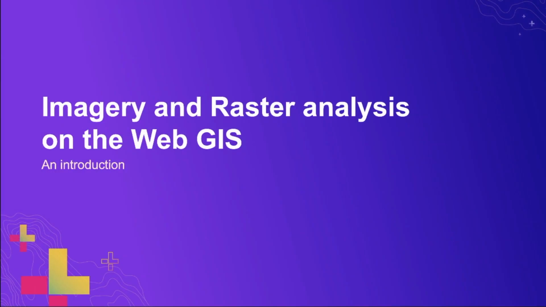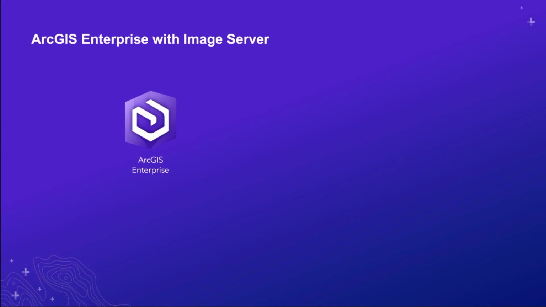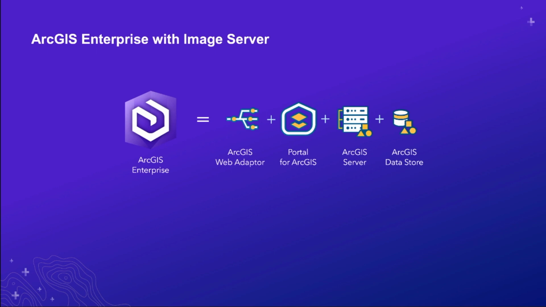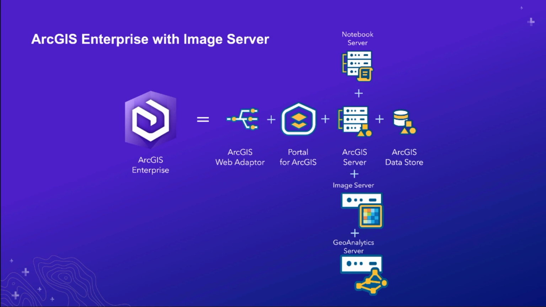So let us talk about imagery and raster analysis on the web. To perform this analysis on the web, you need ArcGIS Enterprise. The Enterprise is a collection of a few different applications working in synchrony, such as the web adapter, a portal for ArcGIS, an ArcGIS server, and possibly a data store for all the GIS data. If we expand the server, there are a few different kinds of server roles, such as the hosting server, image server, geoanalytics server, notebook server, to name a few. For this talk, we need ArcGIS Image server federated to your enterprise.